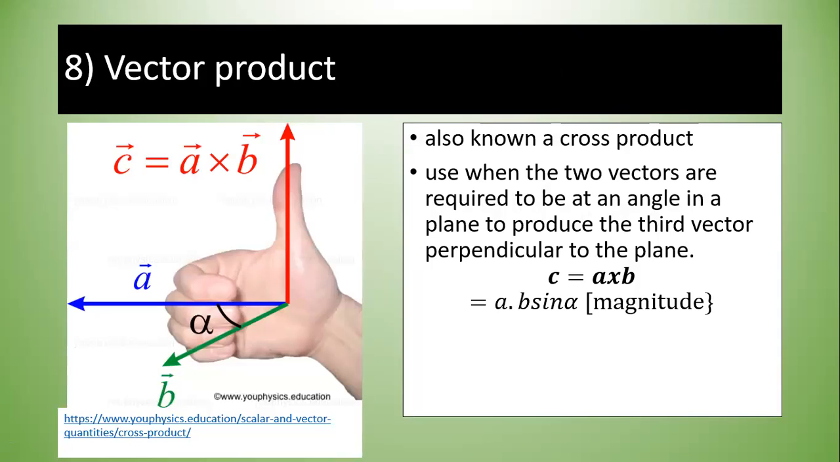Right? The other one is called vector product. You have A, you have B, and there's a resultant. C is A cross B. Right? Important, not a dot. It's a cross. We must be able to distinguish this as a cross. That's why it's called vector product or cross product, because it's a cross.